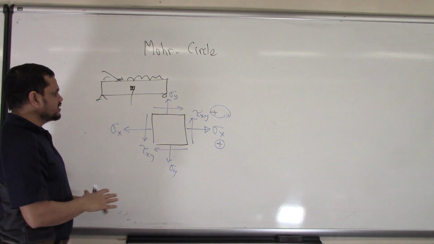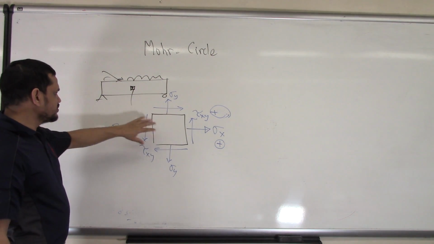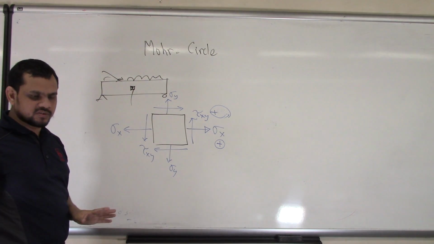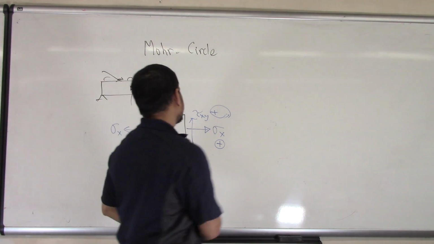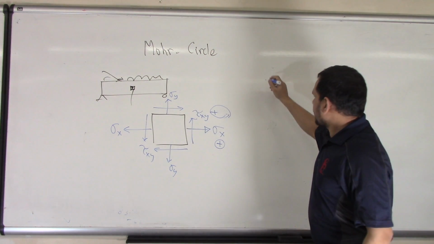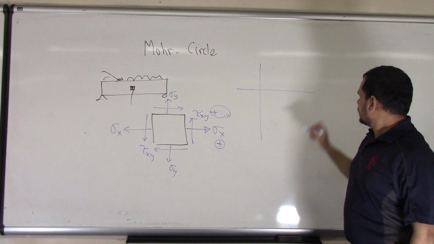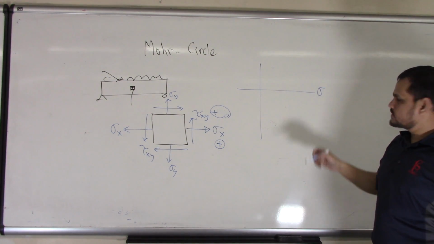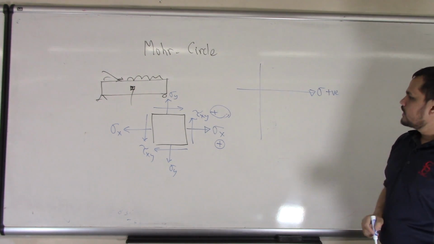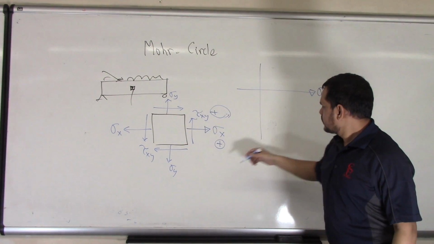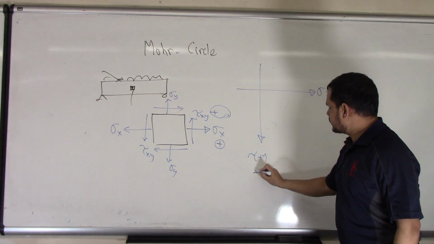So at the beginning, for an element inside a member, we draw a bigger picture. What is our stress condition? Then how to draw Mohr circle? So to draw Mohr circle, step number one, what do we do? We set an axis. This is the axial stress axis and positive this way. And then shear stress, we assume this way positive.